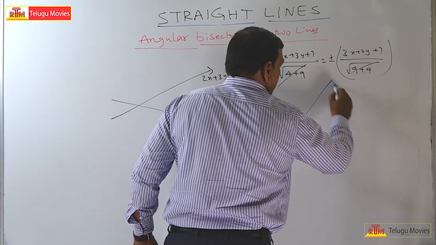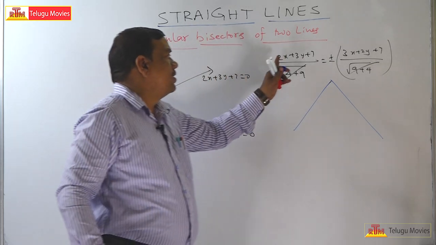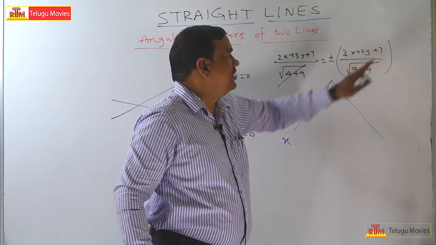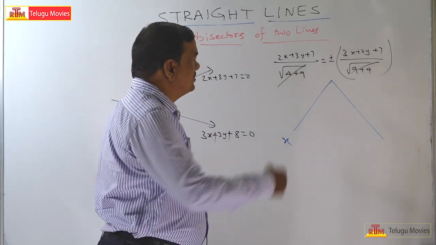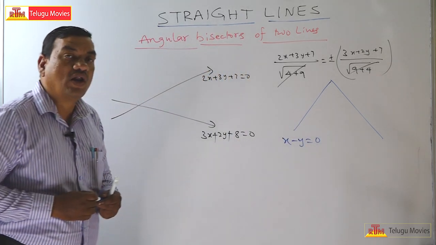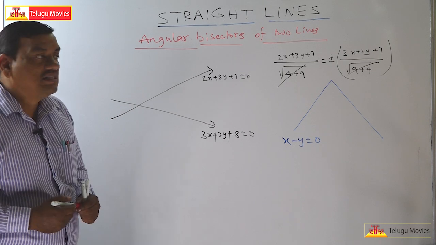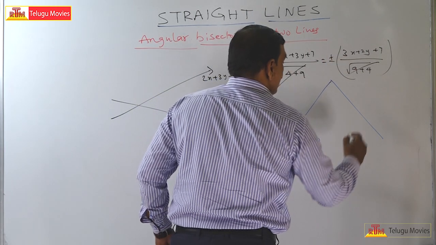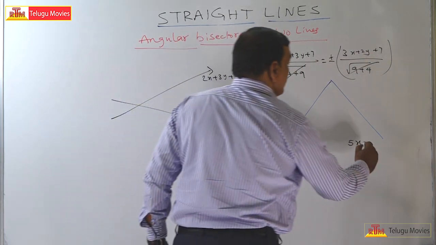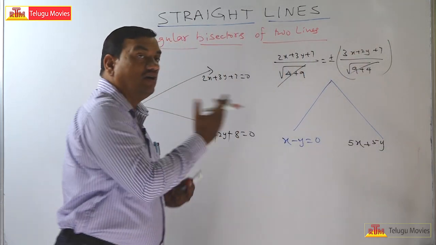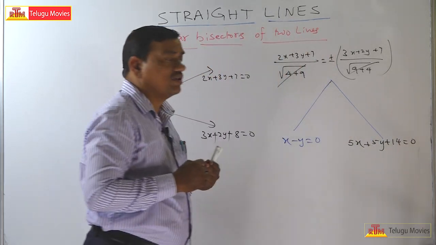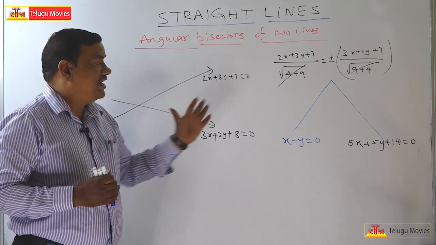Let us suppose you take plus. Just roughly doing it: take 2x to that side, x here, 3y to that side, and the 7s get cancelled. So, we get x minus y is equal to 0, the equation of one line. If you take minus, this is 5x, and minus 2y moving over gives plus 2y, that is 5y, and 7 comes to this side, plus 14, so 5x plus 5y plus 14 is equal to 0. Like that you find both the angle bisectors.